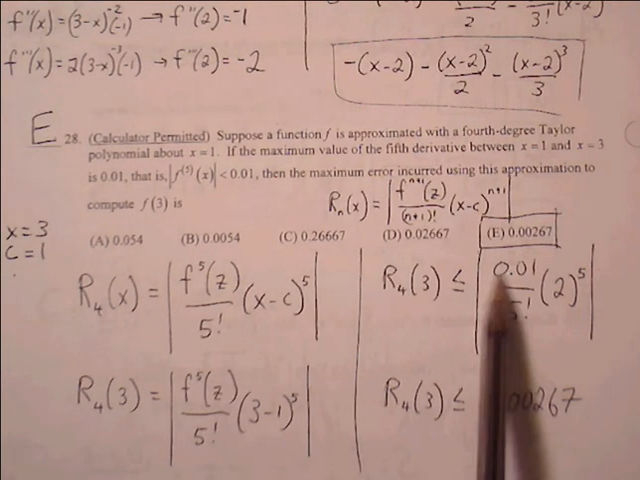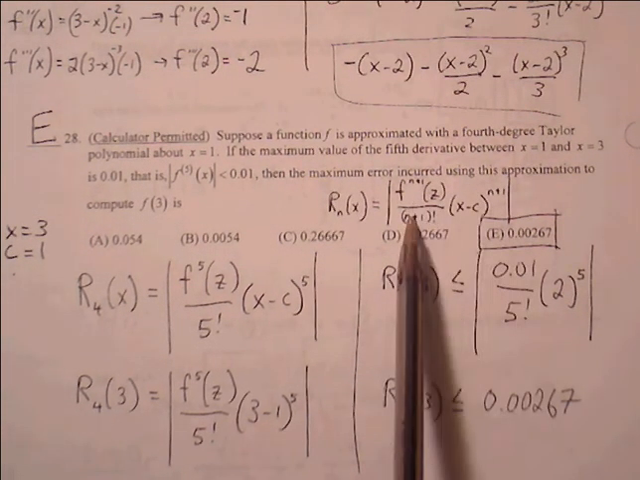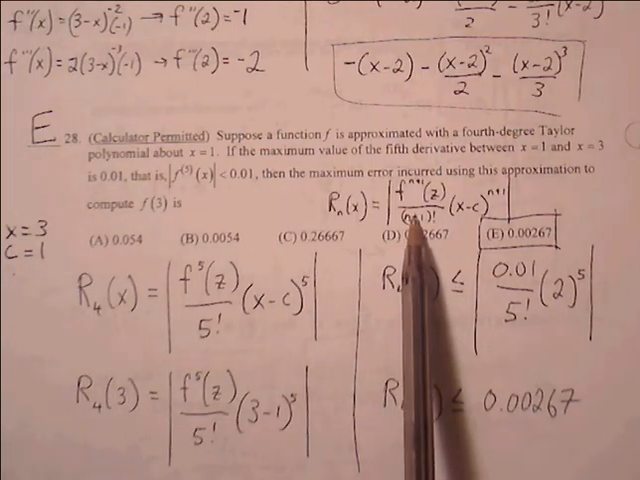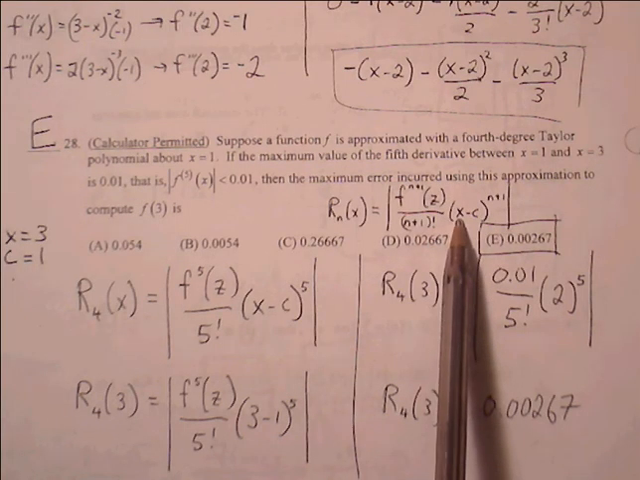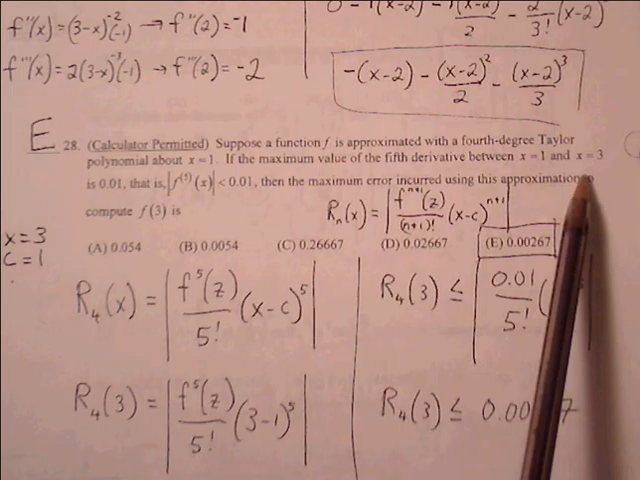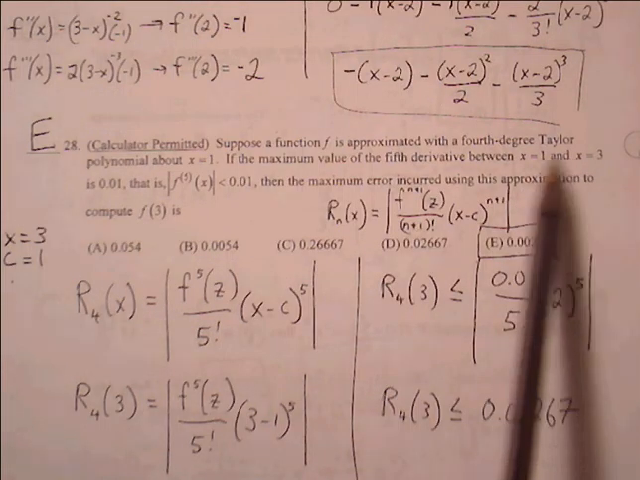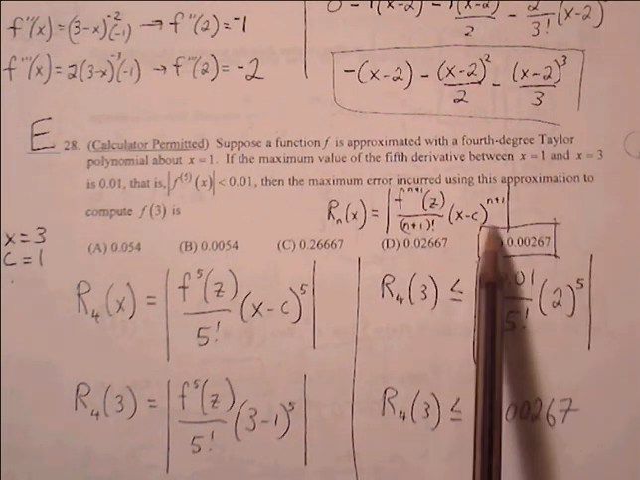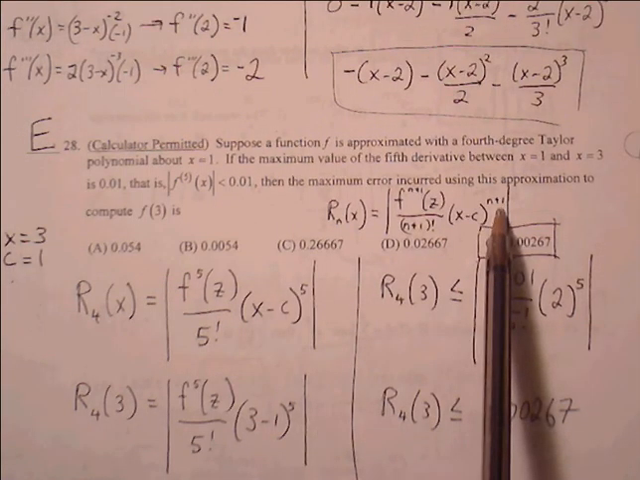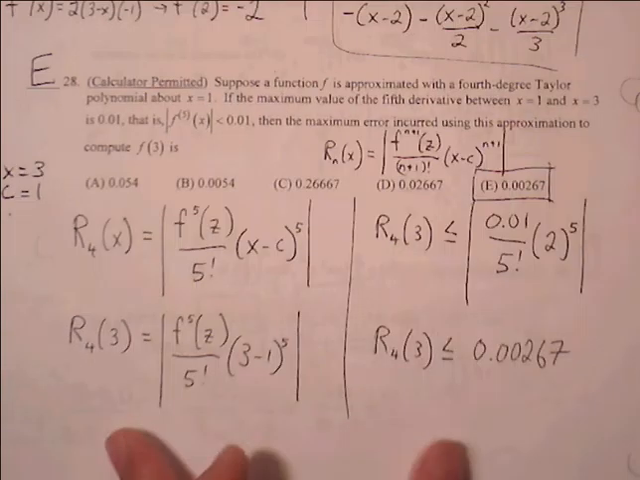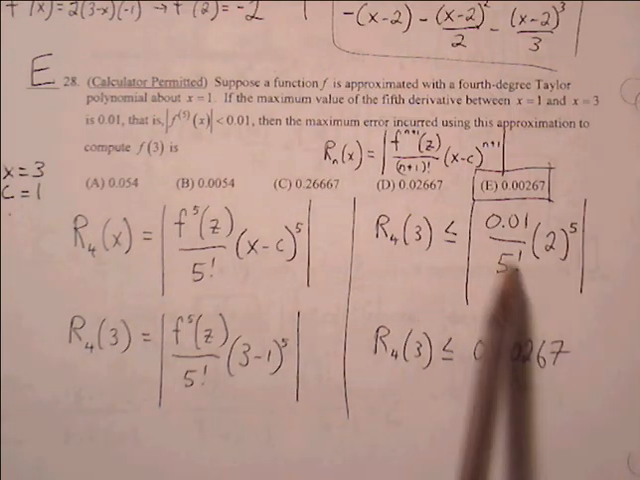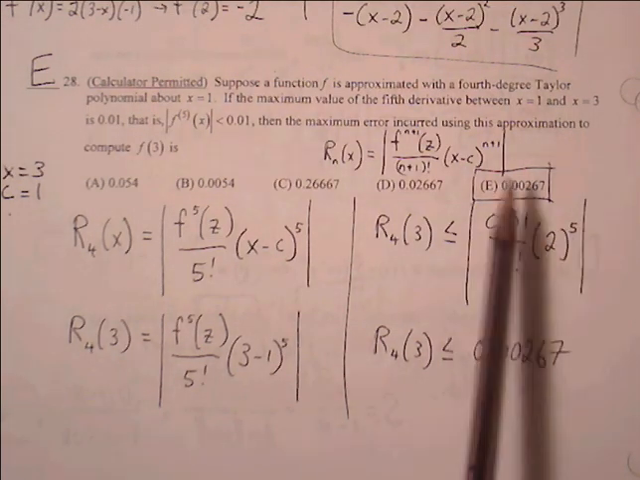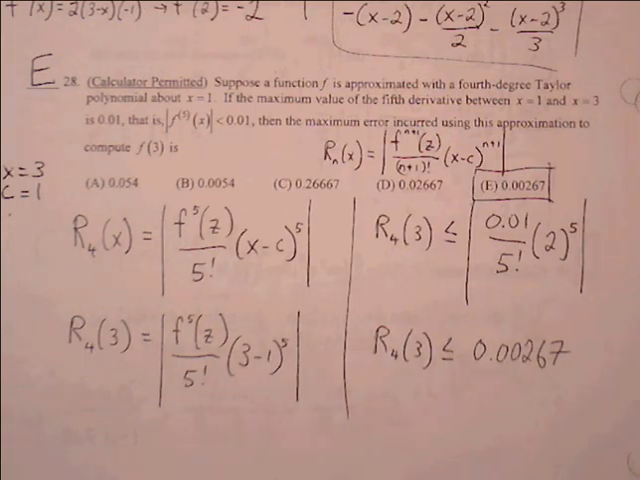So 0.01 will get replaced for the numerator. My n is 4, fourth degree Taylor polynomial, so 4 plus 1 is 5 factorial. x is 3, and 1 is the center, so 3 minus 1 to the fifth power. So then we get 0.01 over 5 factorial times 2 to the fifth, and if we simplify this, this will give us 0.00267, answer choice E.